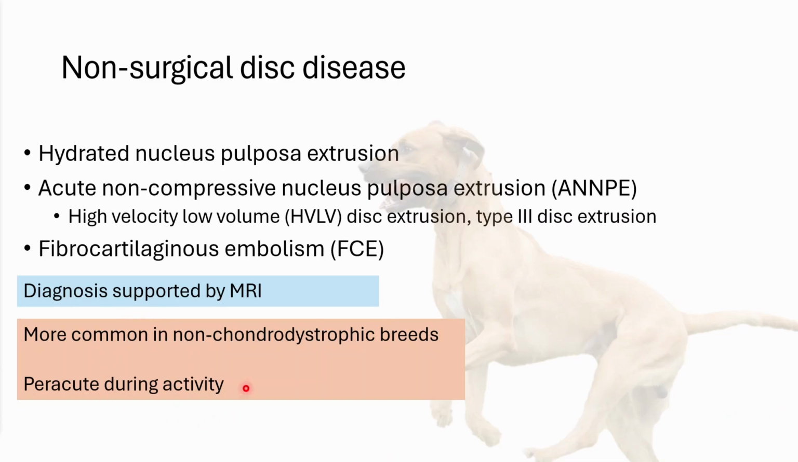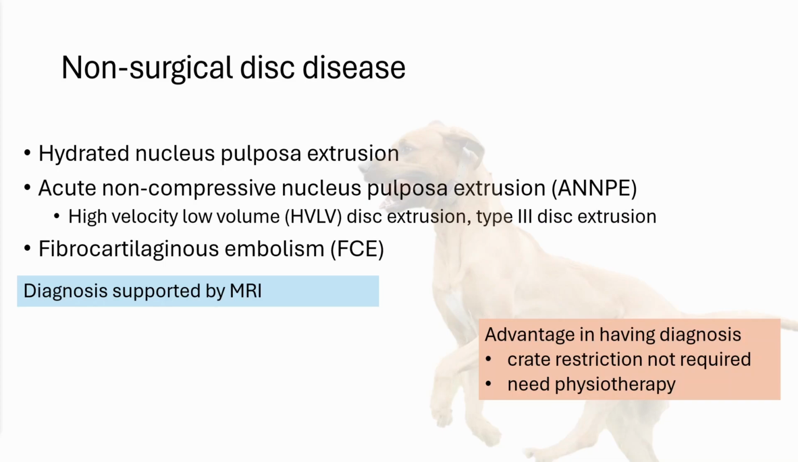These are more common in non-chondrodystrophic dogs and are peracute during activity, as we talked about earlier. So again, it can be an advantage in these dogs to have a diagnosis, but you may be able to offer a very intelligent guess because of being peracute during activity and, as I've said before, being non-painful and markedly asymmetrical, and that may inform a better choice for that owner.